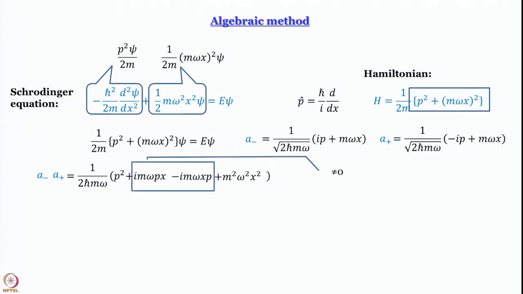Now, if P and X were numbers, then this I M omega P X minus I M omega X P would have been 0. But, well, I am breaking a promise now, I have said it again. These are not numbers, these are operators as we have said time and again. So, this is not really equal to 0 as we will see. Okay? So, what is it? We will see. But first, let us tidy up a little bit.